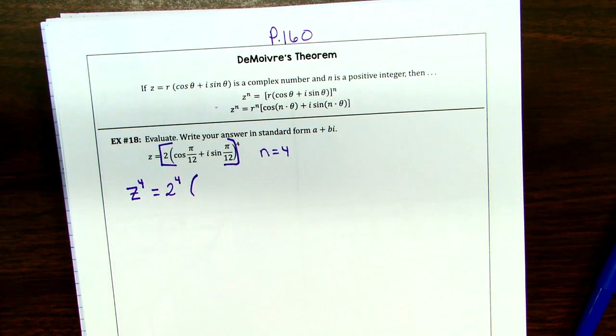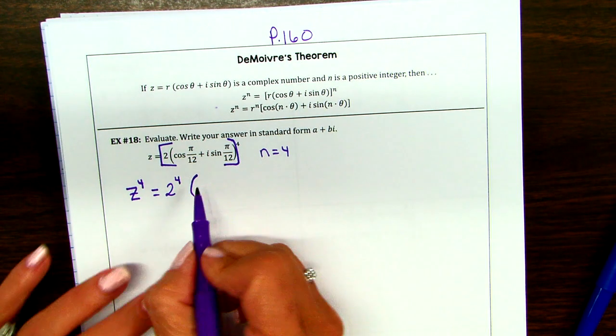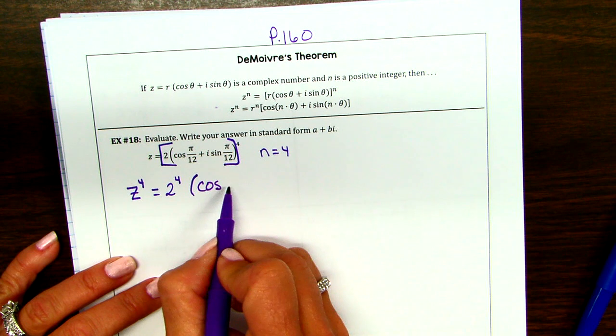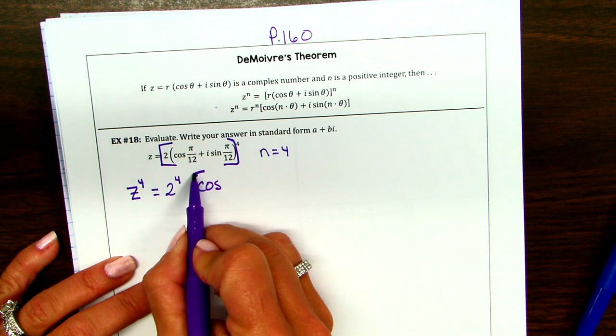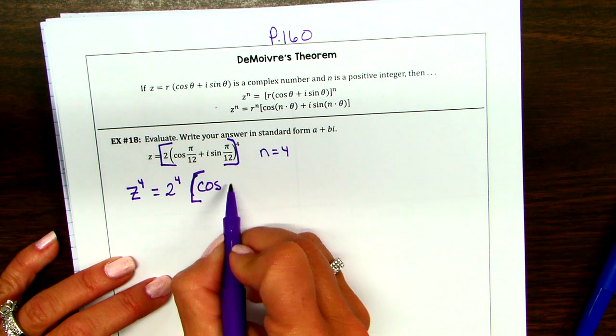And then we're going to have cosine. Jordan's making me want to be better about my stuff.